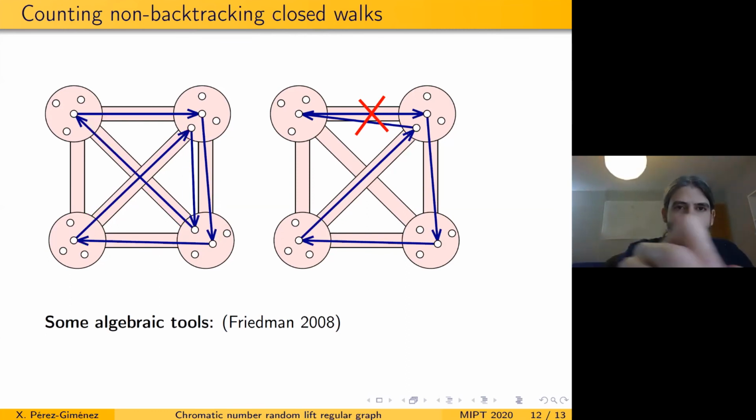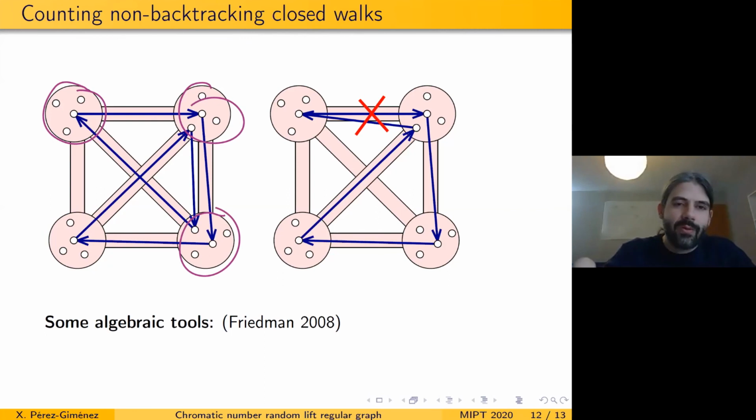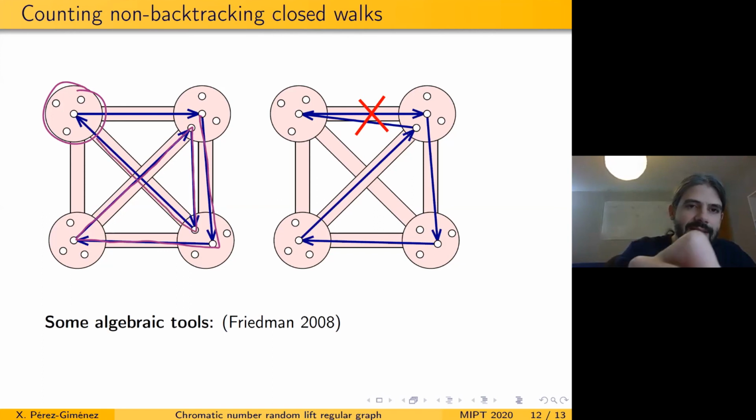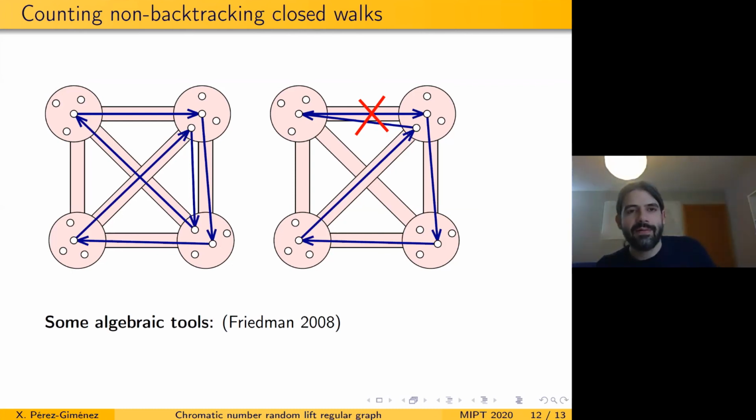A closed walk that's non-backtracking is a closed walk that follows the fibers of, well, I'm taking the walk on the base graph. Sorry, so if I want to count cycles in the lift, I can study closed non-backtracking walks on the base graph. And non-backtracking means that I cannot do a sharp U-turn like this, because taking a sharp U-turn on the base graph would mean that I have to return through the same edge on the matching on my lift, so I cannot do that.